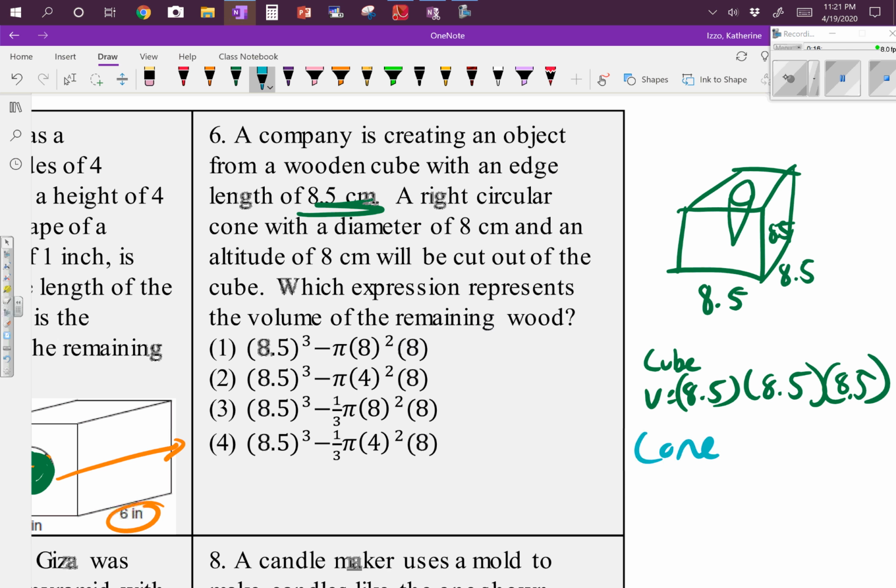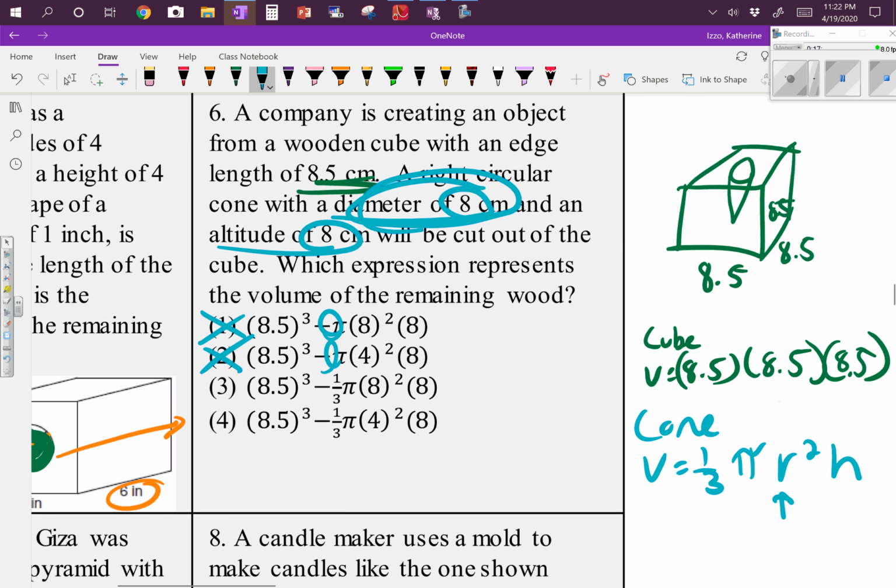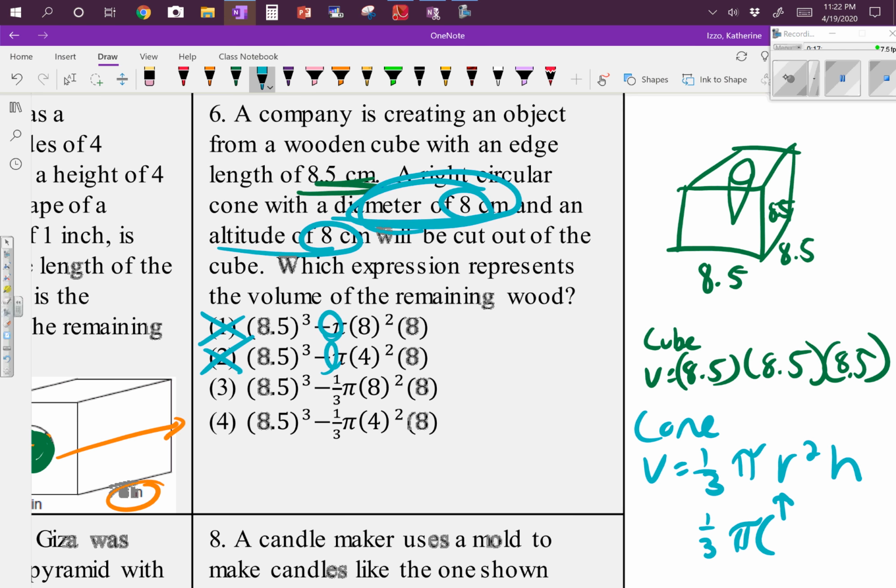The next part is we need to talk about the cone. So the cone is going to be diameter of 8, altitude of 8. Well, the volume of a cone is 1/3 pi r squared h. Well, these guys don't have the 1/3 in it, so it can't be 1 or 2. Diameter of 8, so we need the radius of 4. So it's 1/3 pi, radius 4 squared, times an altitude of 8. So that's number 4. And that's how we do that problem.